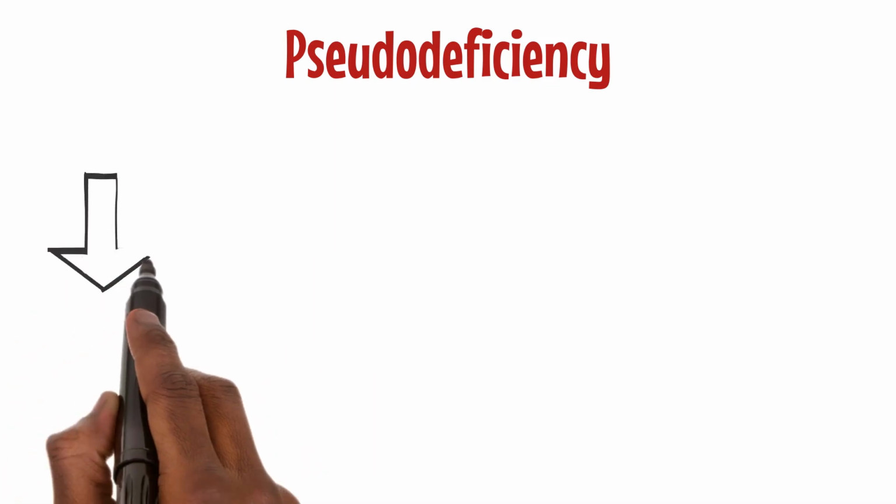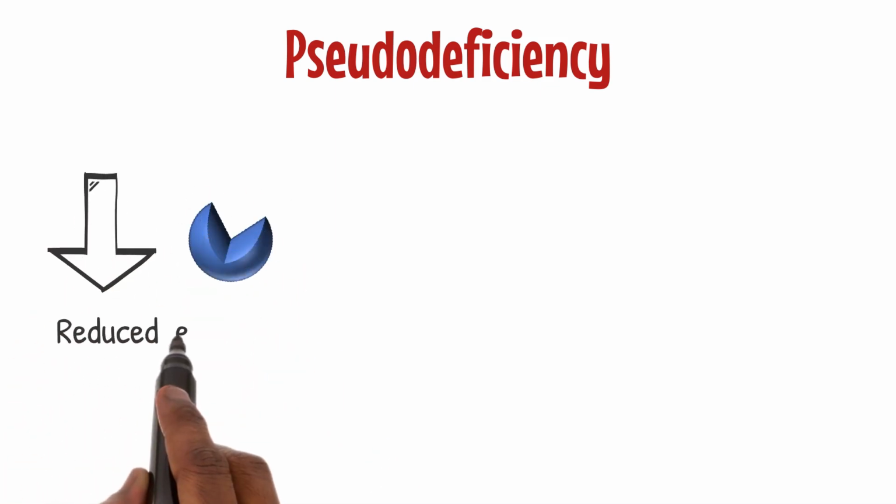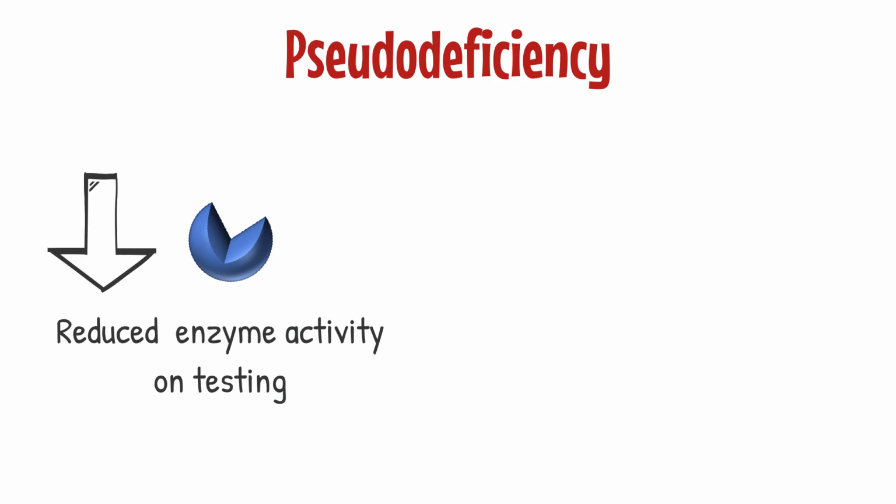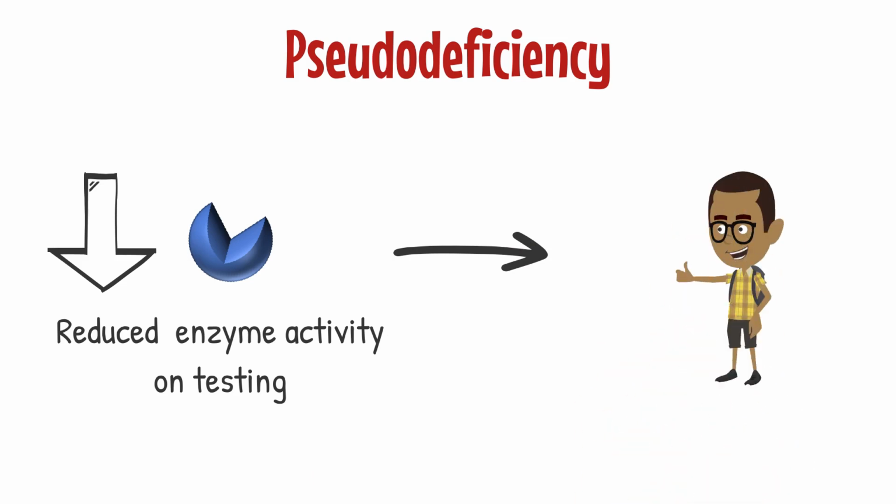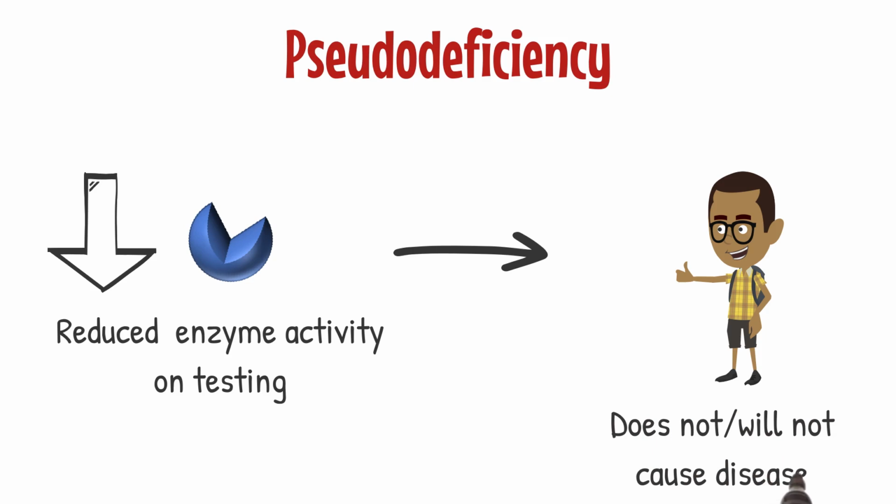Pseudodeficiency, commonly seen in lysosomal disorders, is caused by certain variants in the GAA gene. Pseudodeficiency means that an infant's acid alpha glucosidase enzyme levels appear low upon testing, but this decreased activity does not cause disease. These infants do not have and will never develop Pompe disease.